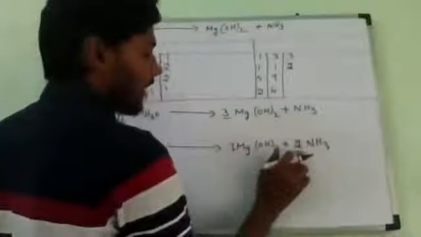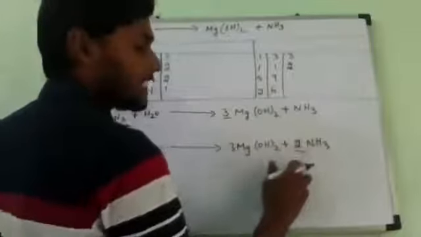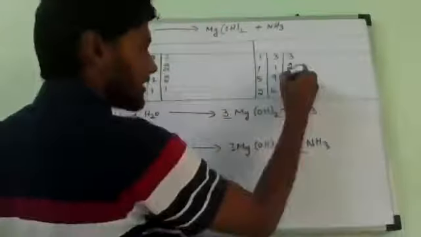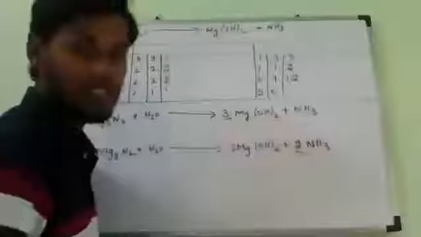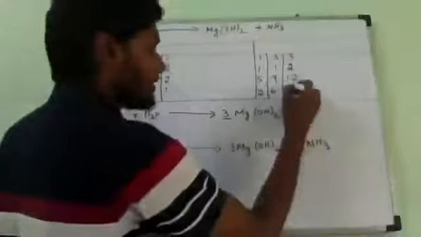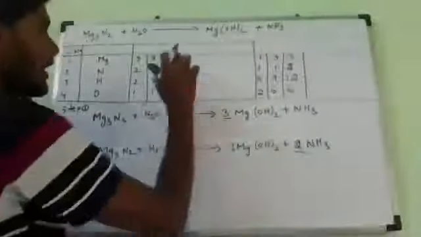So here if you observe, 3 twos are 6, plus also here 2 threes are also 6. So 6 plus 6 how much? 12. Number of oxygens? Same, 6. So now if you observe, magnesium is balanced, nitrogen is balanced. Now hydrogen and oxygen are not balanced.